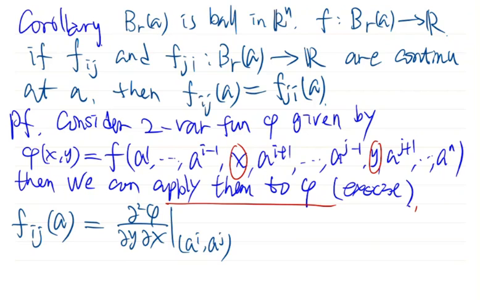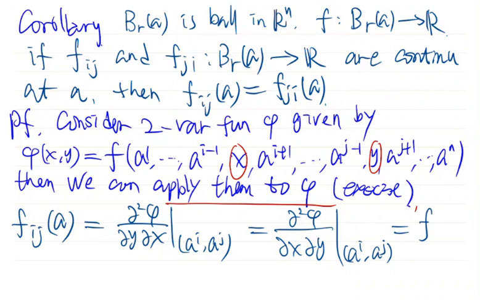So by the theorem, the differentiation of phi can be switched. First x, then y can be switched to first y and then x. Therefore, equal, but this is just Fji. So the corollary is proved. Very easy. Okay.